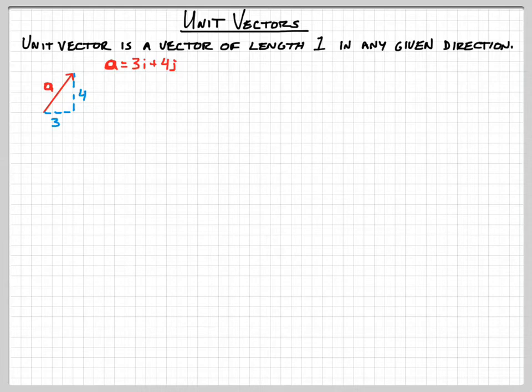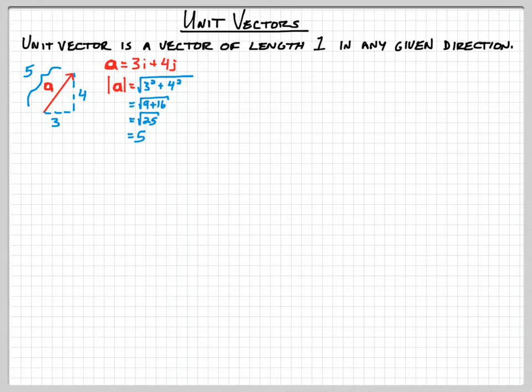Well, first we have to find the magnitude of this vector A. And the magnitude, remember, if you're not familiar with this, go back to the video where we do talk about magnitude, and that might help a little bit. But basically we're going to take the square root of 3 squared plus 4 squared. So we've got the square root of 9 plus 16, square root of 25, so we've got a length of this particular vector A of 5 units.